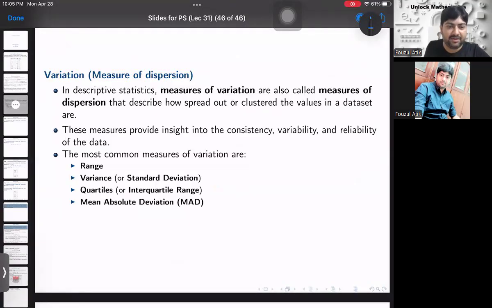Mostly we'll discuss these 4 types of dispersion. One is range, next is variance or standard deviation, then quartiles or interquartile range, and the fourth is mean absolute deviation. These are all measures of dispersion. Sometimes we call them measures of variation, and sometimes measures of dispersion. So you can name them in both ways.